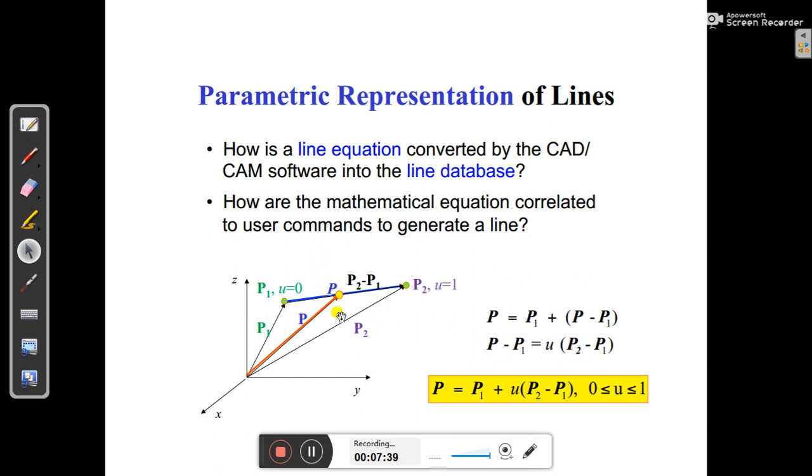So P minus P1 is dependent on this parameter, and P equals P1 plus mu into P2 minus P1, with 0 less than or equal to mu less than or equal to 1. Mu should be between 0 and 1.